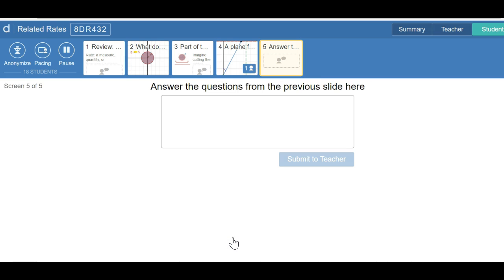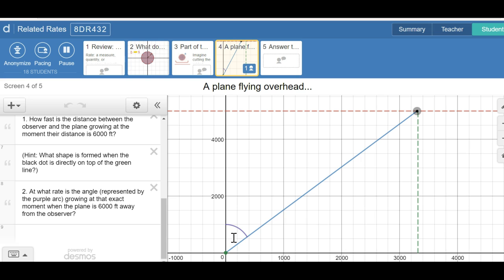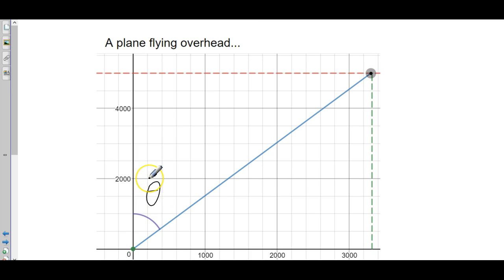Alright, and then the other question dealt with the angle. How fast is this angle growing? The thing you needed for this particular one, this down here is our theta, and we're trying to find out how this angle is growing at the moment that we reach this 6,000 foot marker. So what rate is that angle growing?